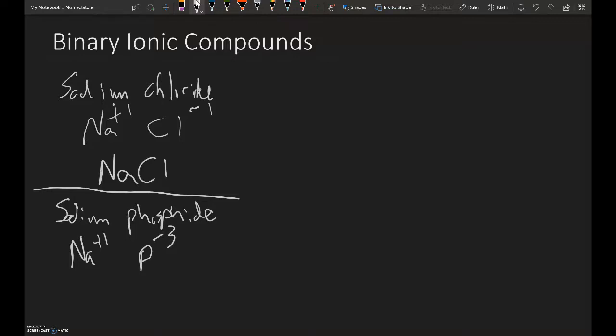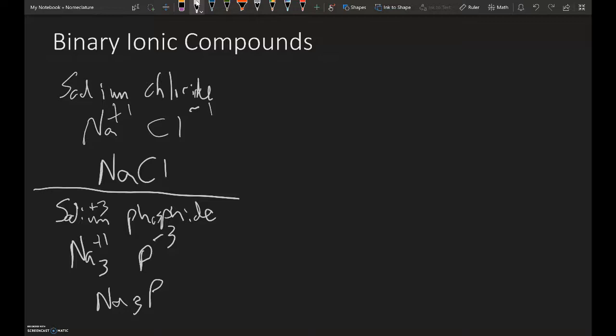Now, how many sodiums do you think it's going to take to cancel out the -3? Remember, sodium is +1. If you said 3, you're correct. The question is, why is it 3? Well, if we put a 3 below the sodium here, representing how many sodiums we have, 3 times +1 equals +3. And that +3 will cancel out the -3 to give you a neutral compound. So the formula would be Na3P.